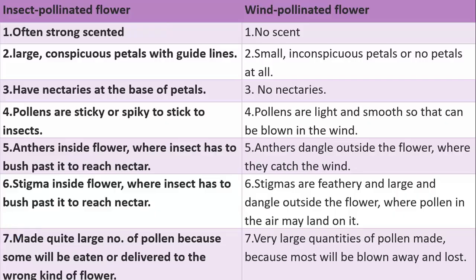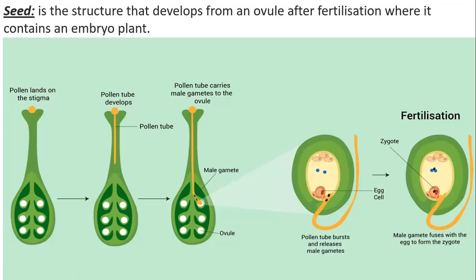Both flowers make a large number of pollen grains because pollen can be eaten, or it can be lost, or it can be delivered to the wrong flower. Also, sometimes due to wind pollination, it can be blown away and lost. So that's why a large number of pollen grains should be produced by each flower. So what's a seed?